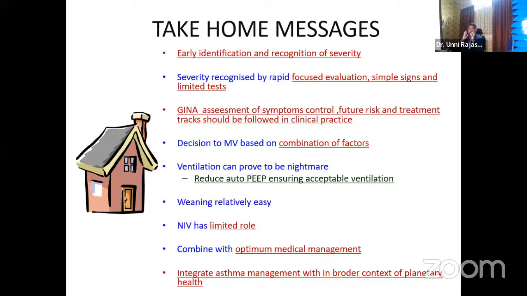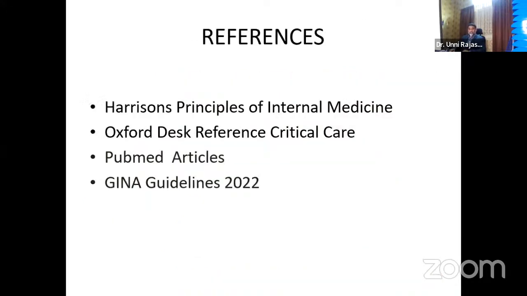It's very important to treat the asthma. Basically the underlying inflammation and the bronchospasm need to be addressed very seriously. And we need to integrate asthma management with the broader context of planetary health. So ultimately, you need to save our globe. And if you can do it with the use of inhaler therapy as well, we need to adopt that in our practice. So with these remarks, I will conclude my presentation here.